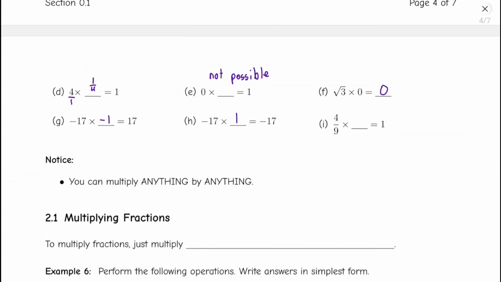And then 4/9 times what equals 1? Well, that's asking for what's the reciprocal again, so 9/4. So that's how you can use these basic multiplication facts to do some mental arithmetic. Notice, you can multiply anything by anything.